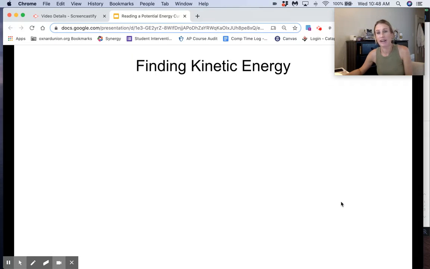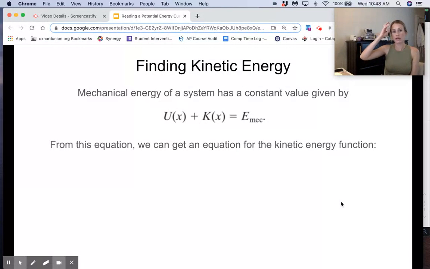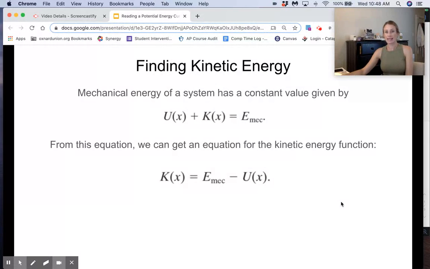Now, if we're trying to find kinetic energy from a potential energy graph, we have to remember that the mechanical energy of a system has a constant value that's given by this right here. Mechanical energy is equal to a combination of potential energy plus kinetic energy. So from this equation, we can get an equation for the kinetic energy function. Kinetic energy is equal to total mechanical energy minus potential energy.